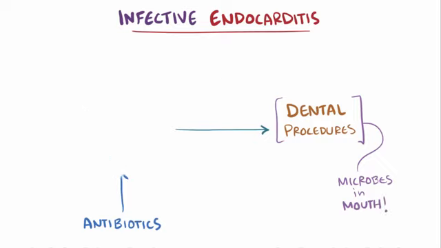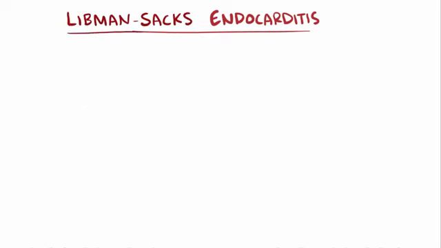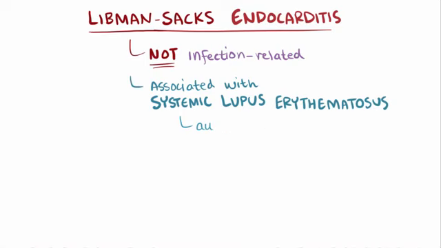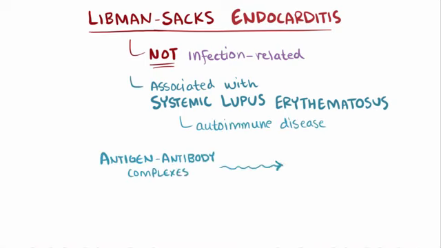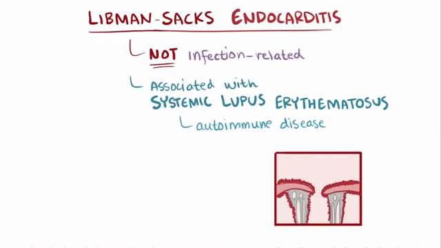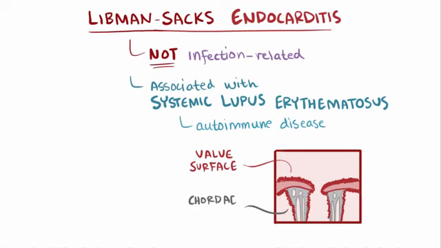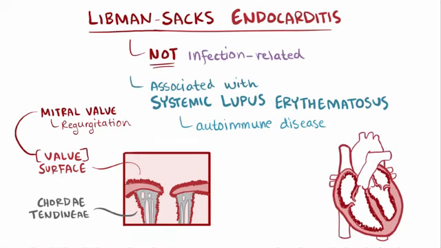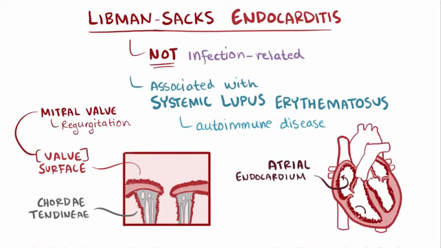in the mouth. Finally, there's Libman-Sacks endocarditis, which is not infection-related. This one's usually associated with systemic lupus erythematosus, which is an autoimmune disease involving antigen-antibody complexes. And in this case, they settle in the endocardium and cause inflammation. These areas of inflammation can happen anywhere on the valve surface, or chordae tendineae, but typically happen on the mitral valve, leading to mitral valve regurgitation. In this case, inflammation can also happen on the atrial endocardium or ventricular endocardium as well.